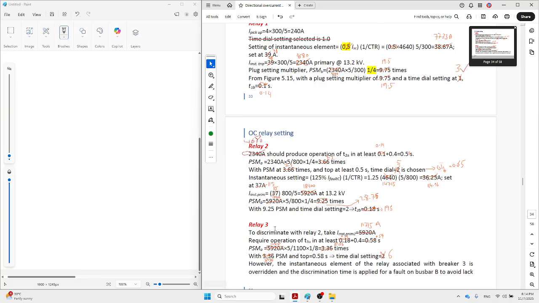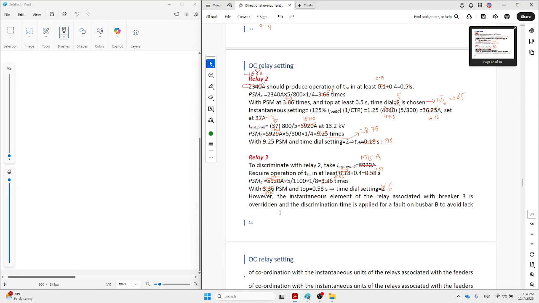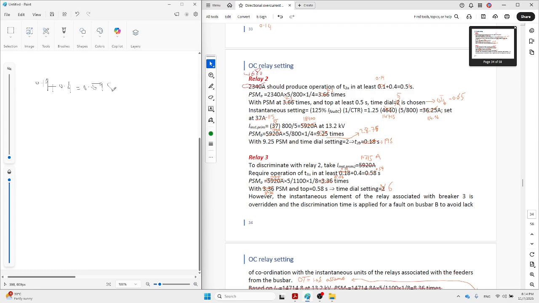Okay, right now for relay number 3, how should we do the coordination of the relay? We know the fault current, which is this value here, and again we have to upgrade it and make it the backup for the other relay. So it is the discrimination time added to this one: 0.19 plus discrimination time 0.4 becomes 0.59. Okay, this is the operation time for relay 3 as a backup.